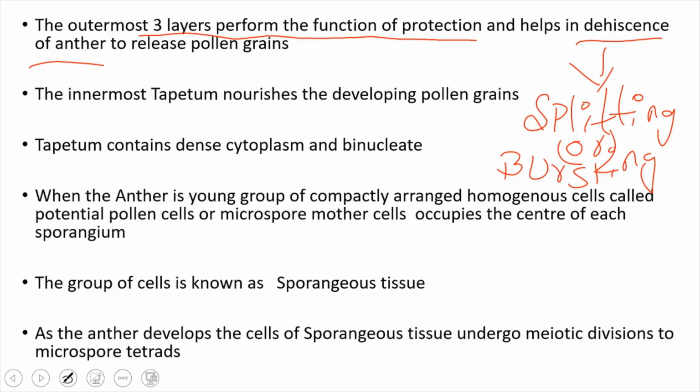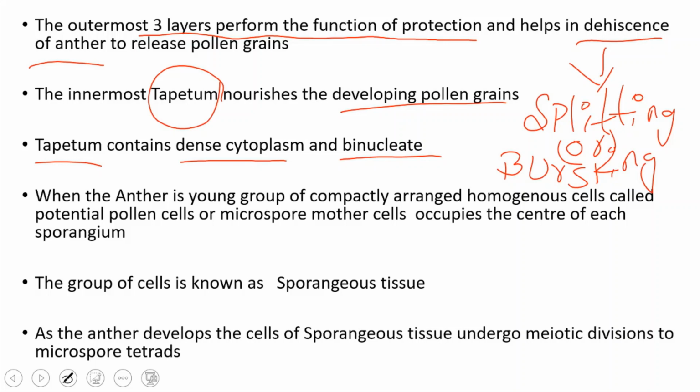And the last layer, which is the innermost layer, is known as tapetum. It nourishes, provides nutrition to the developing pollen grains. And tapetum contains dense cytoplasm, and it is binucleate. Tapetum contains 2 nuclei because the tapetal cells undergo division where the nucleus divides inside the nuclear membrane, but cytokinesis does not happen. So due to the division of the nucleus, 2 nuclei are there. That's why tapetum is considered binucleate.